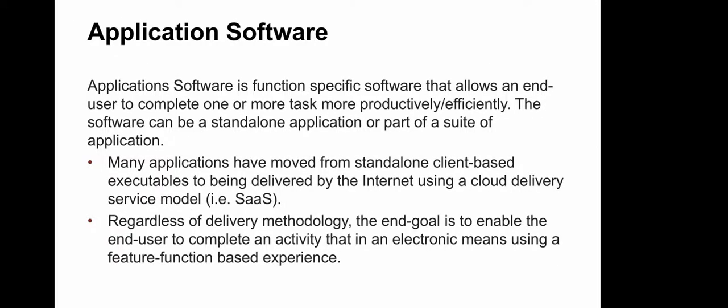Now, application software is function-specific software that allows an end user to complete one or more tasks more productively and efficiently. So obviously the goal is, why go ahead and do it manually? Let's automate things. The software can be standalone or part of a suite of applications. So the most obvious is Microsoft Office. It comes with word processing, spreadsheets, database, presentation software, note-taking, and so forth.